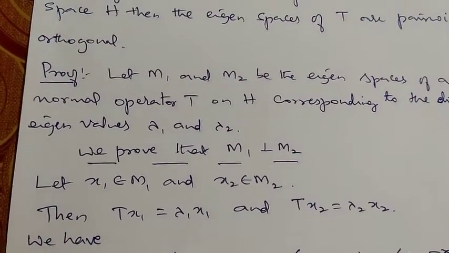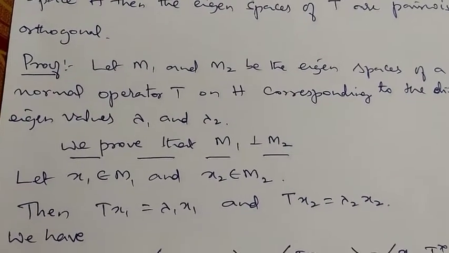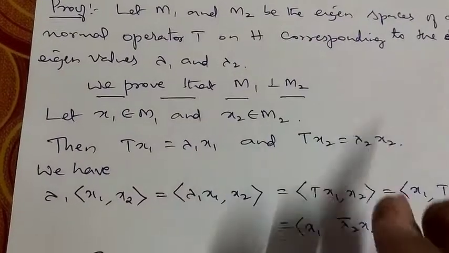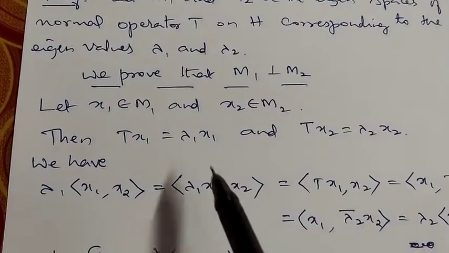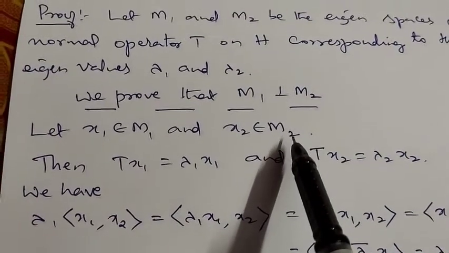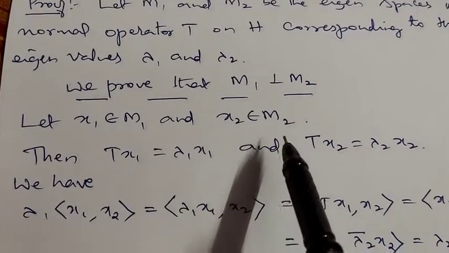So what we have to show? We have to show they are orthogonal. Okay, so means M1 is orthogonal to M2. For this, let's choose x1 belongs to M1 and x2 belongs to M2.